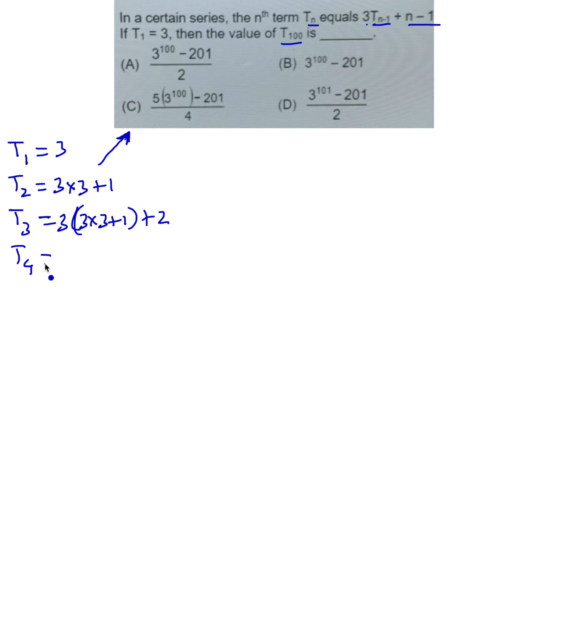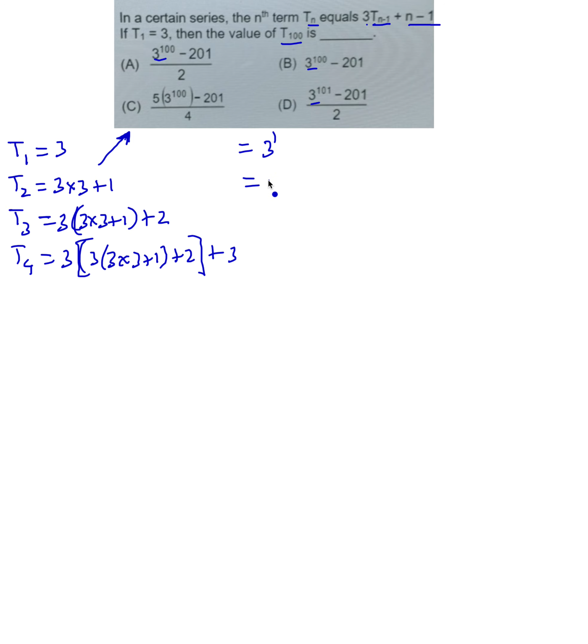So the pattern is thrice of the previous one. Let me use a square bracket: 3 times [3 into 3 plus 1] plus 2. This entire thing is the previous one, so n minus 1 in this case will be 3. Looking at this, 3 raised to 100, 3 raised to all powers, I'll keep the term as powers of 3. 3 raised to 1 is obviously 3.